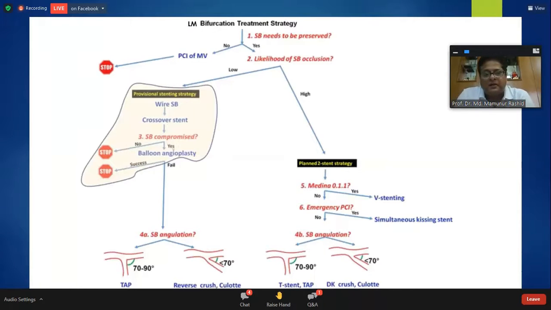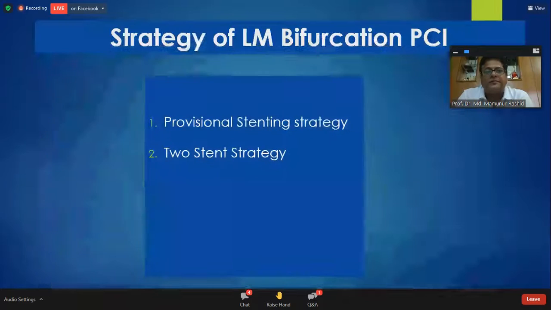And in case of two stents, there is a strategy. In the provisional stenting strategy, if the angulation is 70 to 90 degrees, then TAP should be the choice, and if it is less than 70 degrees, then reverse crush and pull out. In case of a direct two-stent strategy, if the angle between the branches is 70 to 90 degrees, there are T-stent and TAP, and if it is less than 70 degrees, DK crush and pull out is the choice.